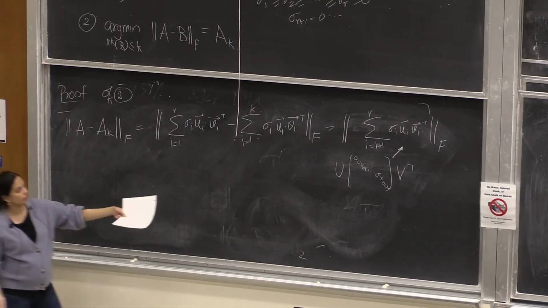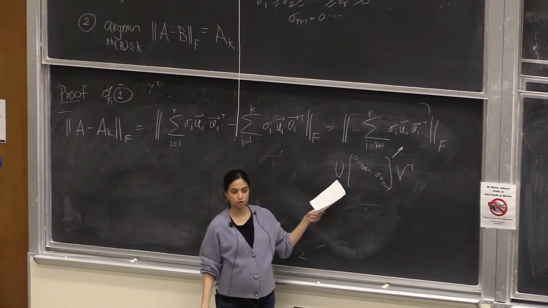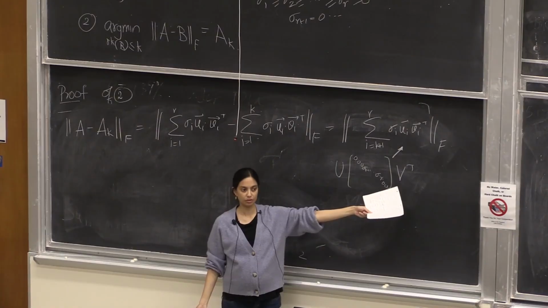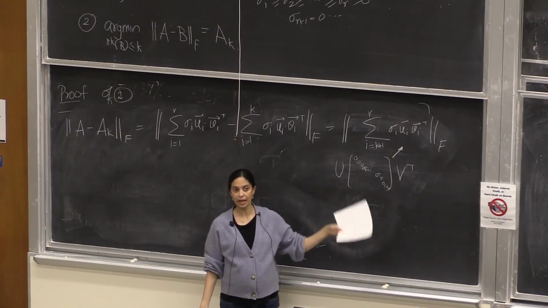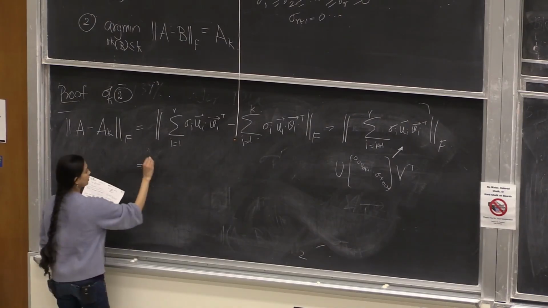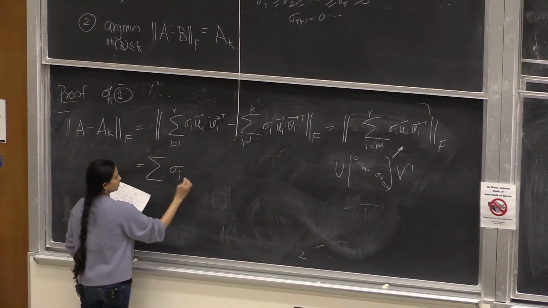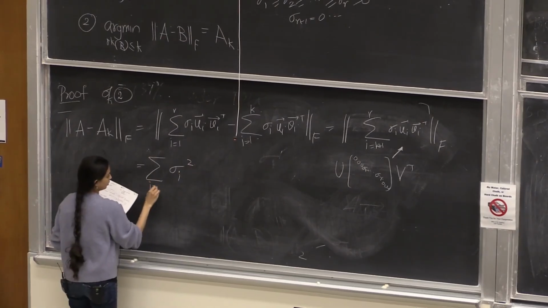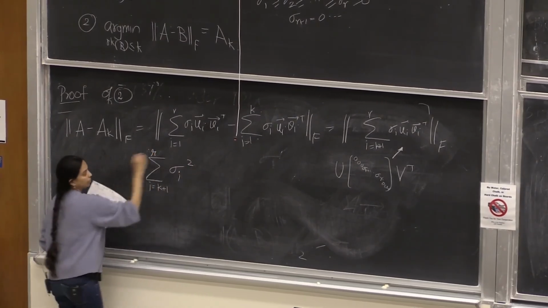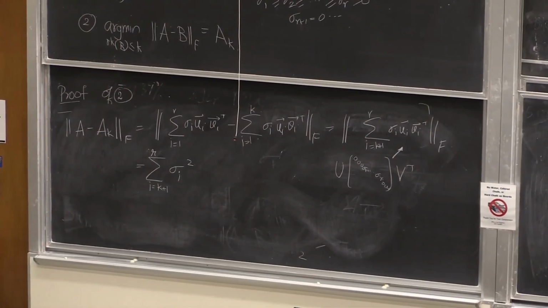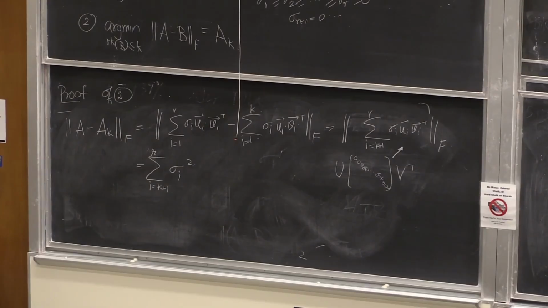And so when I think about the Frobenius norm of this thing, this U transformation doesn't matter. This V transpose transformation doesn't matter. So all that I get is that this is exactly equal to the sum of the singular values squared, i going from k plus 1 all the way up to r. Okay? Everyone see this? Remember, the Frobenius norm is invariant to orthonormal transformations, so we're using that here. And it's just the sum of the squares of the elements. So that's all I did. Okay. So I have this now.